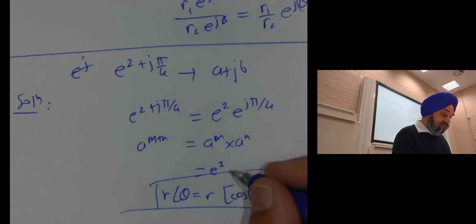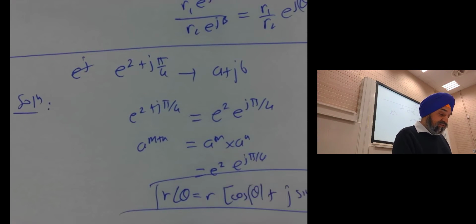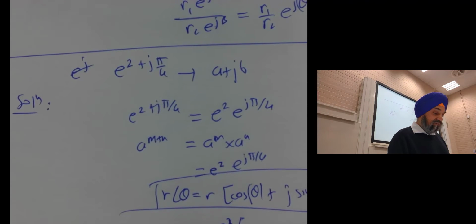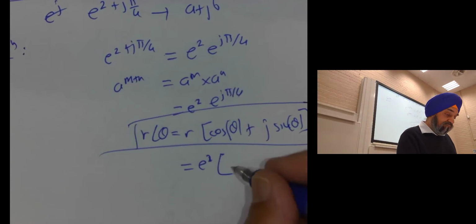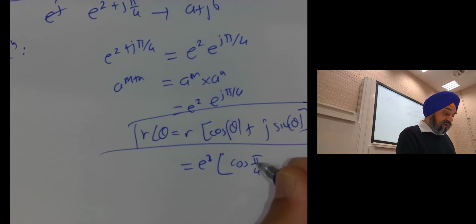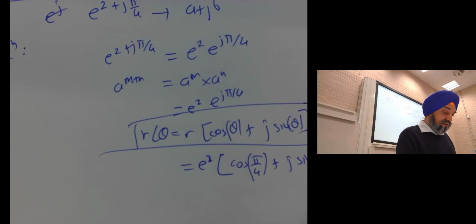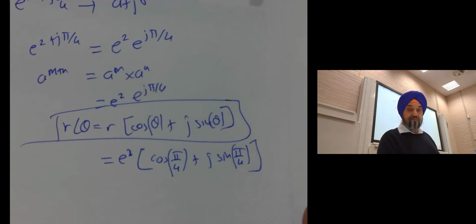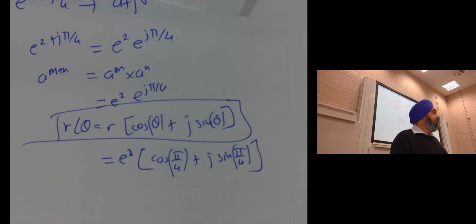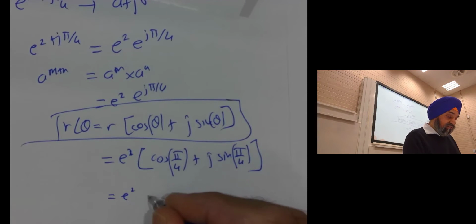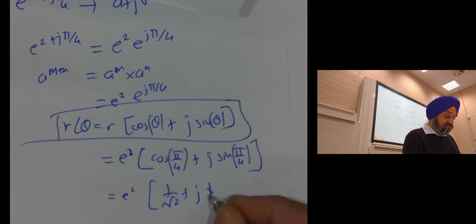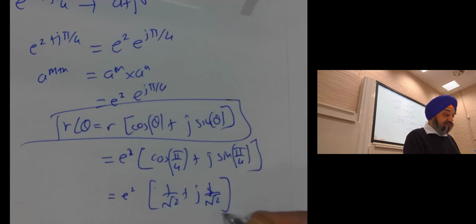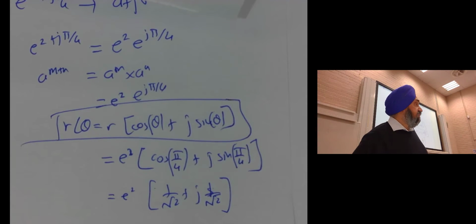So e squared, e to the j pi over 4. e squared is your r, so what do we get? You tell me. Cos pi over 4 plus j sine pi over 4. Work out cos pi over 4 on your calculator, you should know this one really. That is 1 over root 2 plus j times 1 over root 2. Remember, at 45 degrees, the cosine and sine graphs cross each other, don't they?